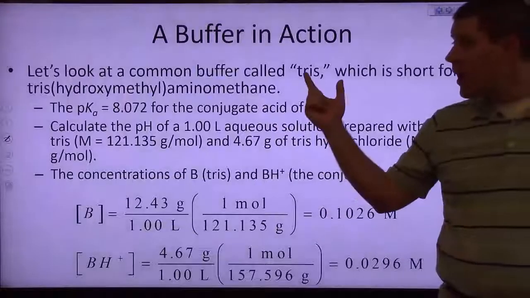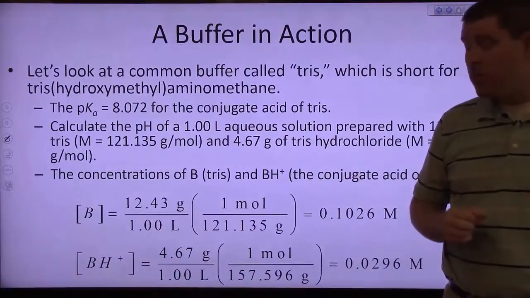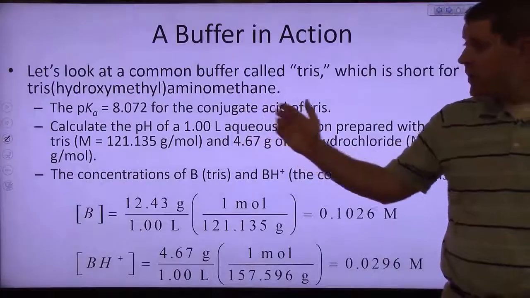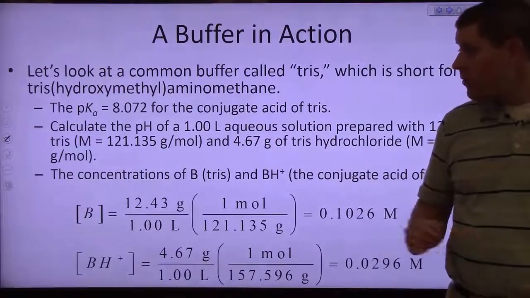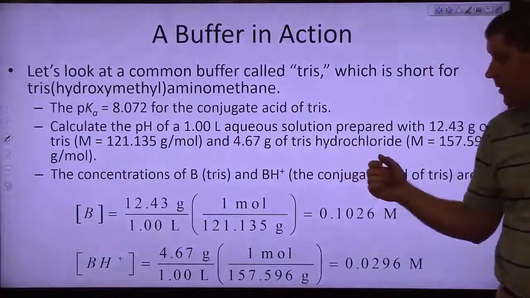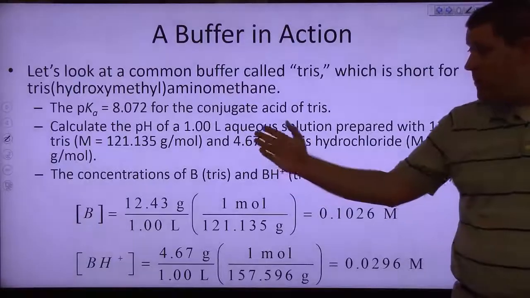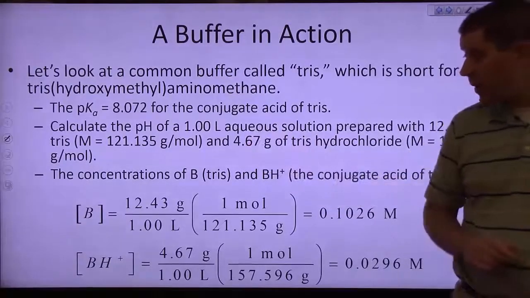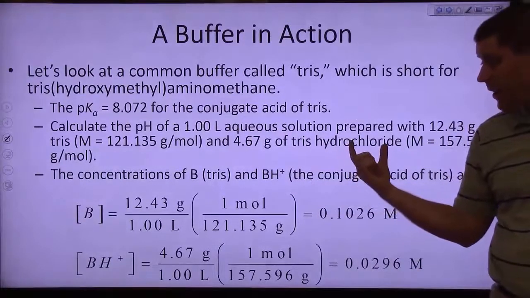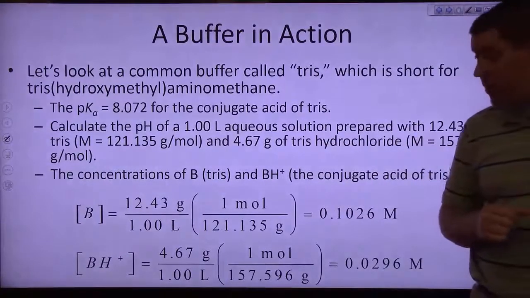So let's look at a common buffer called tris, which is short for tris-hydroxymethyl-aminomethane. The pKa is 8.072 for the conjugate acid of tris, and suppose we want to calculate the pH of a 1 liter aqueous solution prepared with 12.43 grams of tris, where the molar mass is 121.135 grams per mole, and 4.67 grams of tris hydrochloride with a molar mass of 157.593 grams per mole.